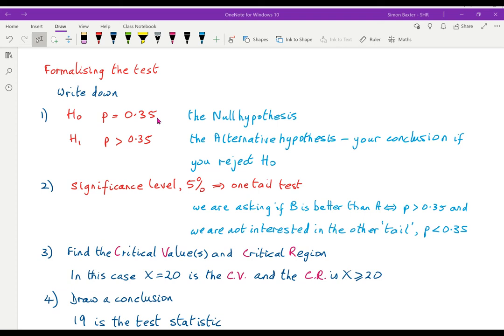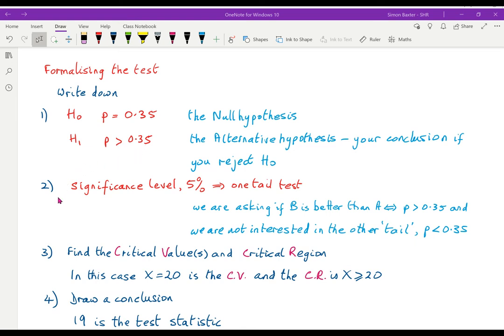What are we testing? We're testing to see whether drug B is better than drug A. In other words, whether the probability, the proportion, goes up. So H1 is called the alternative hypothesis. A little bit misleading. This is your conclusion that you will make if you reject H0. So that is H1: p greater than 0.35.